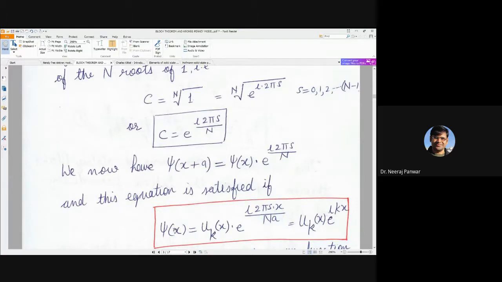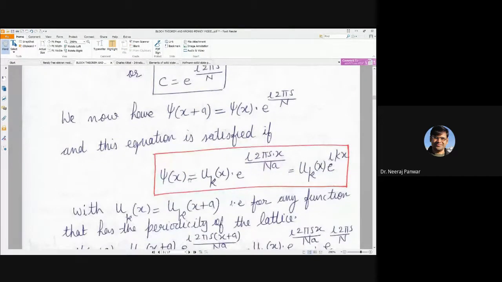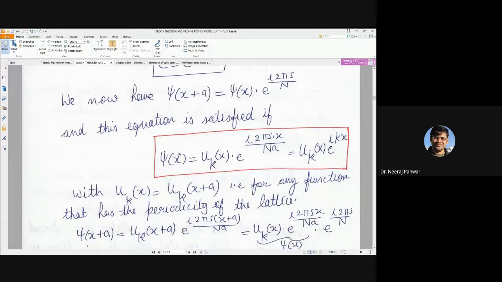This condition will be satisfied if our wave function is a Bloch function, that is psi x is equal to u k x e to the power i 2 pi s into x upon Na, or we can write it u k x e to the power i k x. So this condition would be satisfied if psi x is a Bloch function, and we will prove it. Here u k x is the modulating function which has the periodicity of the lattice or the ring. If it is so, then we have to prove this.